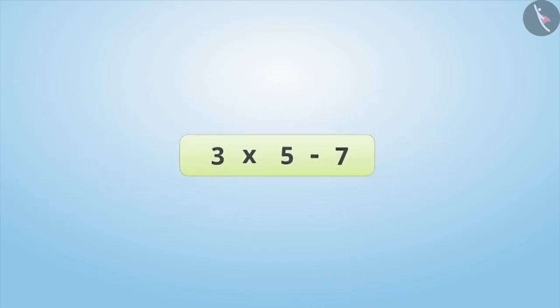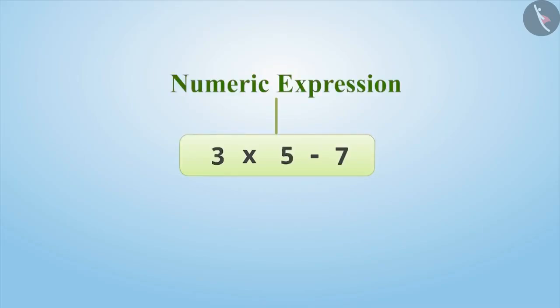Now look at this expression: 3 into 5 minus 7. There is no variable used here. In fact, all numbers have fixed values. Such expressions are called numeric expressions. Since numeric expressions consist of fixed numbers, it is easy to solve and obtain their values.